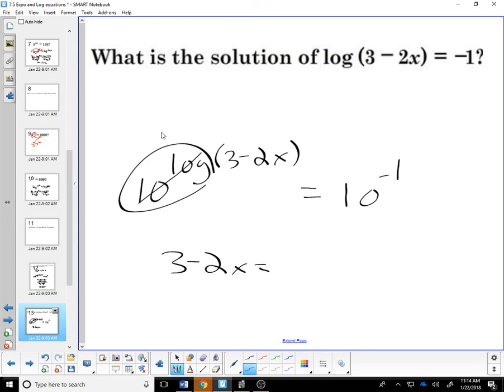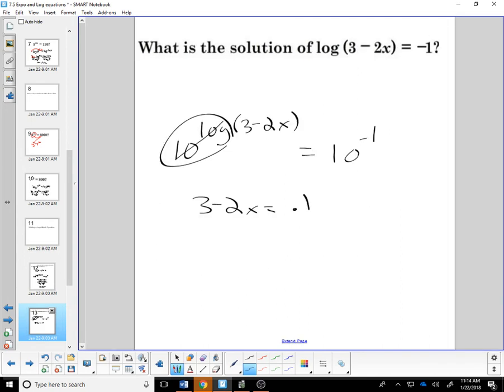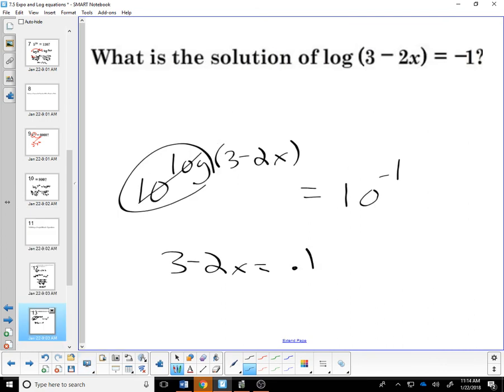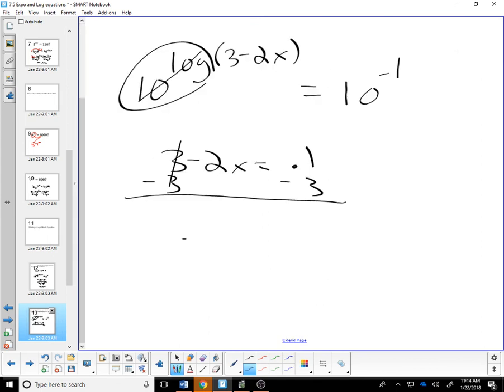Yeah, so there's a couple things you can do. I went with 1/10 before, but 1/10 is simply 0.1. You guys cool with 0.1? Is that what you guys want? Okay, so 0.1. At that point I'm going to subtract 3 from both sides. That becomes negative 2x, negative 2.9. Yeah?